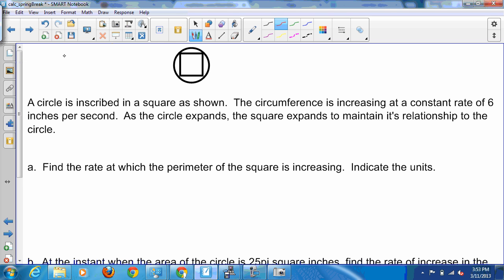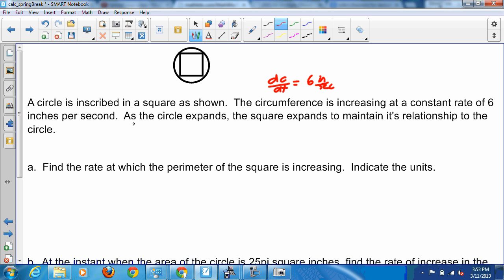Okay, let's look at a related rate problem. Here the figure has a circle and a square inscribed inside of it. And it tells us that the circumference is increasing at a constant rate of 6 inches per second. So we have dC/dt is equal to a positive 6 inches per second.